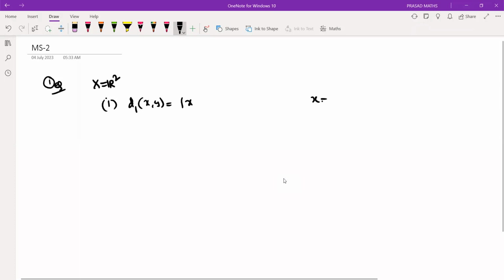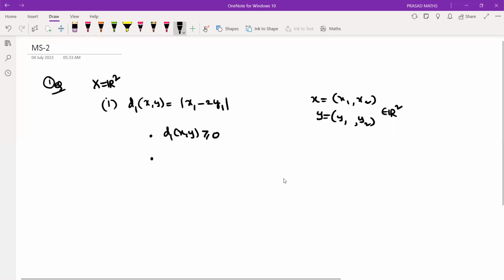Let us take x equals (x1, x2) and y equals (y1, y2), which are elements of R2. My definition is d1(x, y) = |x1 - 2y1|. The question is, is it a metric on R2 or not? There is no problem with non-negativity because the modulus is there, so d1 of x comma y is non-negative.